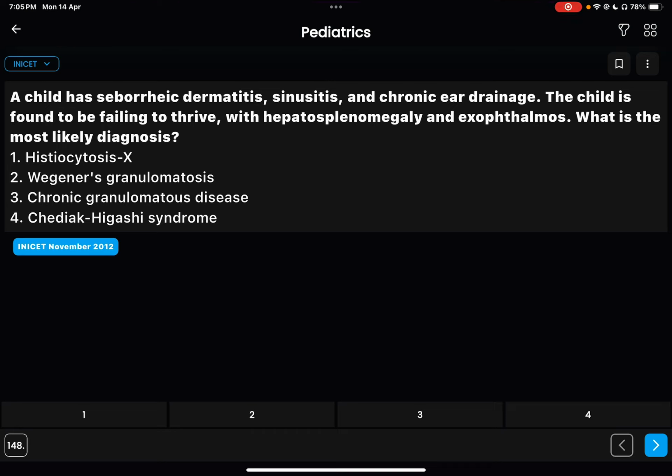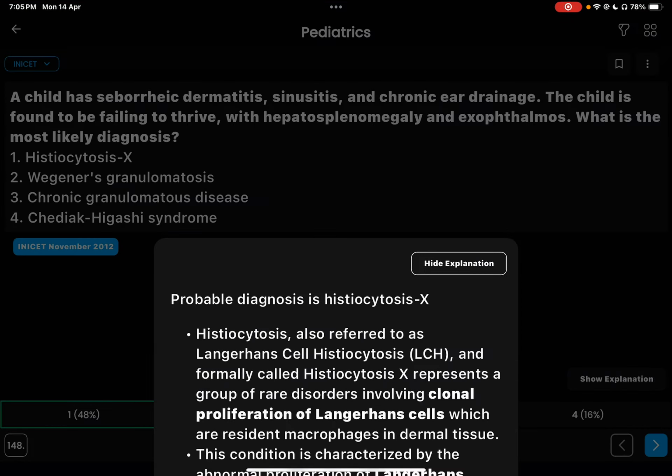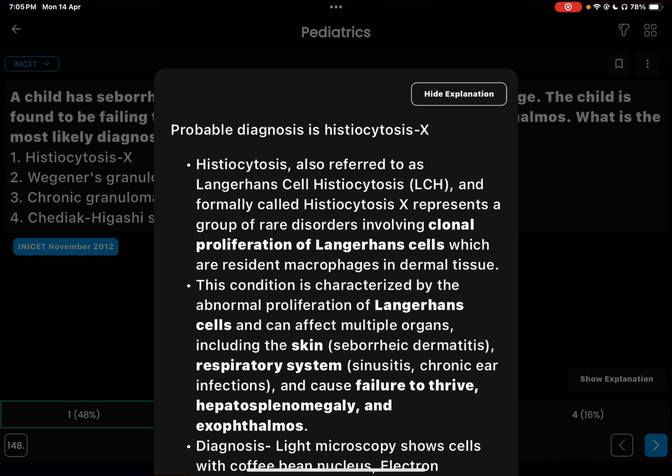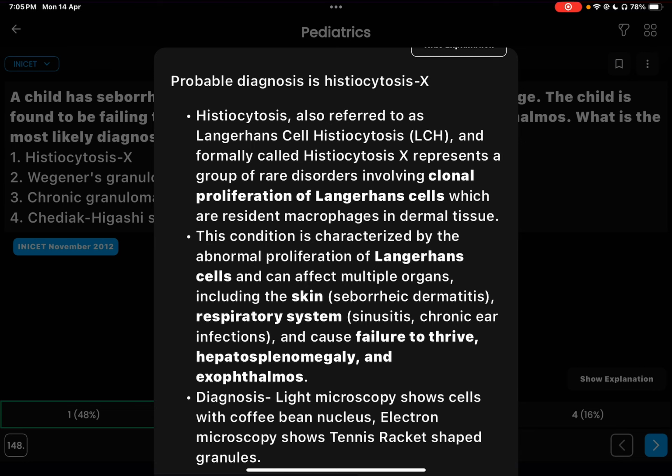So, let's take a guess. Histiocytosis X. Histiocytosis, also referred to as Langerhans cell histiocytosis and formerly called histiocytosis X, represents a group of rare disorders involving clonal proliferation of Langerhans cells, which are resident macrophages in the dermal tissue.